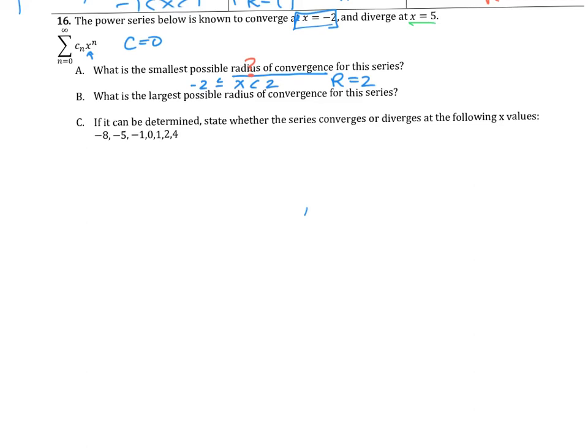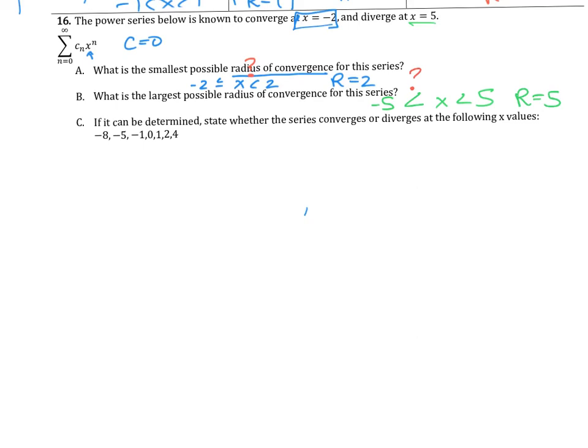Part B says, what is the largest possible radius of convergence for this series? So we know that it diverges at x equals 5, which means if I was to write an inequality involving our center and 5, and remember it's centered at 0, then the left bound should be less than -5. We don't have any information about what's happening at -5, so it is possible that it converges at -5. It's not possible for it to converge at +5, so the largest possible radius of convergence is 5.